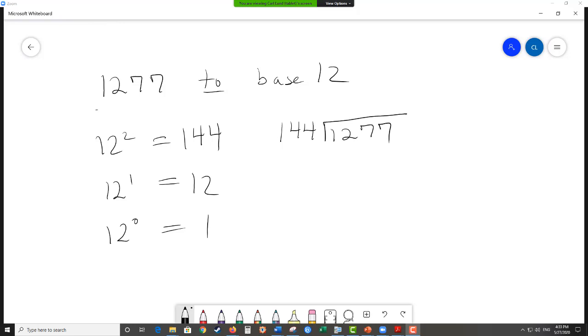Now, this is a hard division problem to do by hand. I'm going to use the calculator and show you how to work this with a calculator. Oh, you can't see my calculator because I'm sharing the wrong screen. Sorry. Let me fix that.